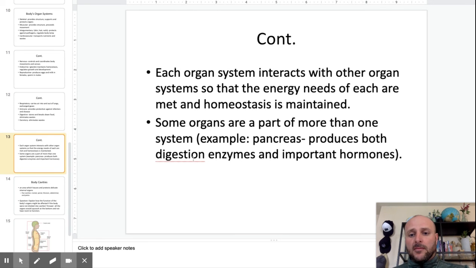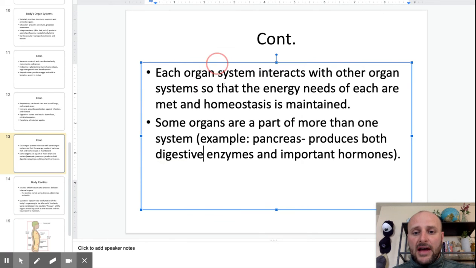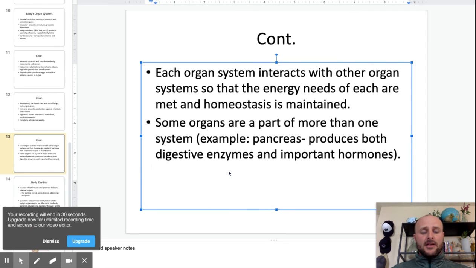Now, understand that these organ systems interact with each other. Your muscular system helps move your skeletal system. It helps move the bones. And that's just one. The digestive system works with the circulatory system because what you digest gets put in the circulatory system to then be put throughout the body. Also, there's some overlap. Not every organ is exclusive to each system. For example, the pancreas produces both digestive enzymes, so it's part of the digestive system, and hormones, so it's a part of the endocrine system.